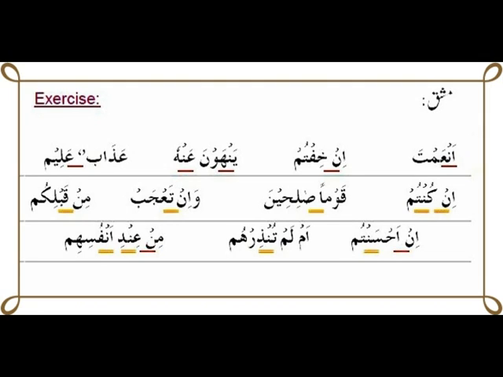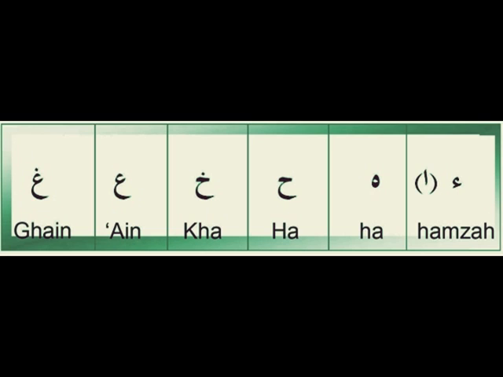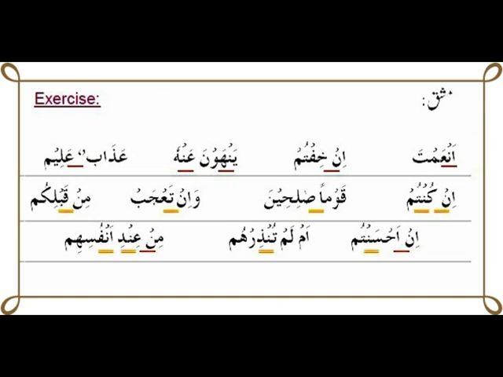If you look at the first example in the first row, we have the word an'amta. In this example, we see that we have a nun sakin. Whenever we see a nun sakin or a tanween, we always look at the letter that comes after it. In this case, we have the letter ain. If we recall the huruf halki, which are hamza, ha, ain, ha, ghain, kha, we will notice that the ain is from the huruf halki.